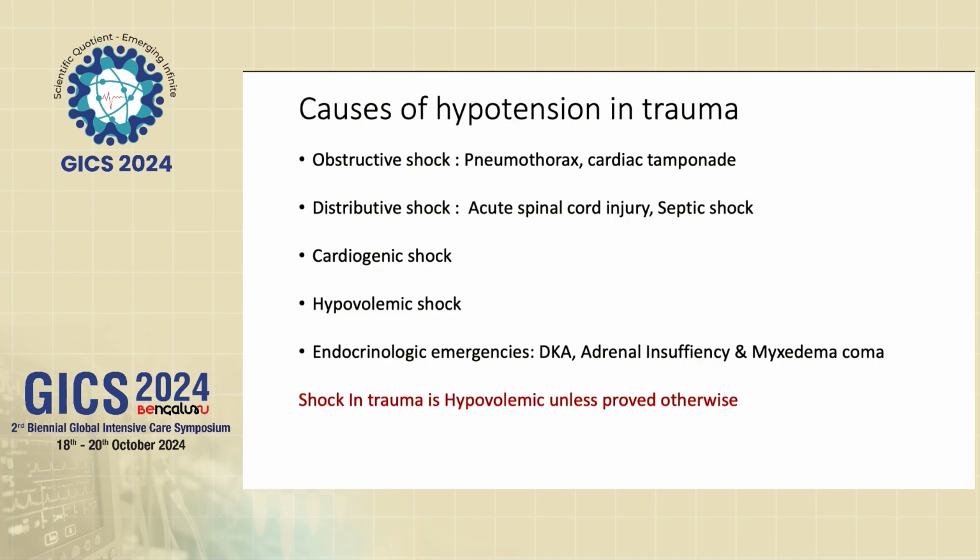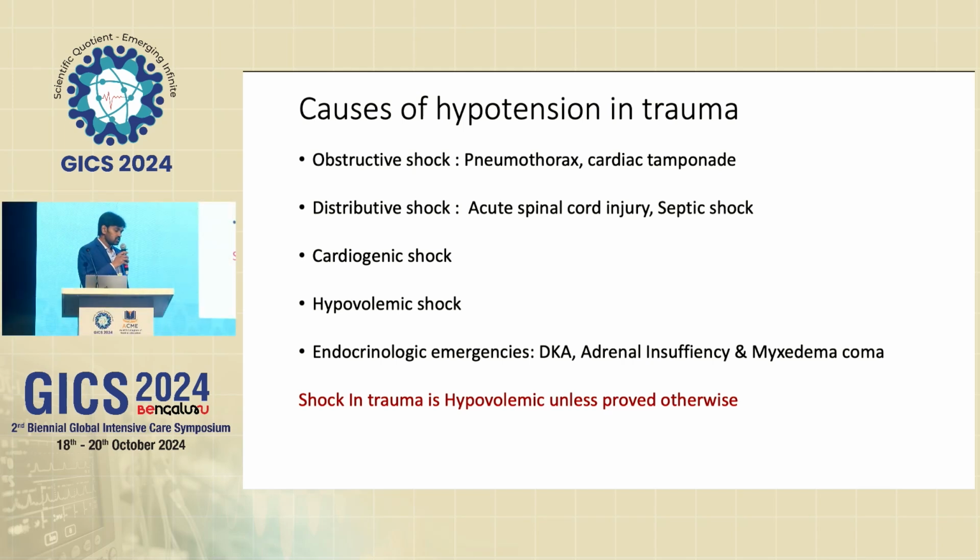So what causes hypotension in trauma? If you look at trauma, the trauma can cause shock in all formats. In other words, it can cause obstructive shock by cardiac tamponade and tension pneumothorax. It can cause distributive shock by neurogenic mechanism. It can cause septic shock by a delayed presentation from a peripheral center, and it can also cause cardiogenic shock because of chest wall trauma as well as a hypovolemic shock. But shock in trauma is hypovolemic or hemorrhagic unless proved otherwise.